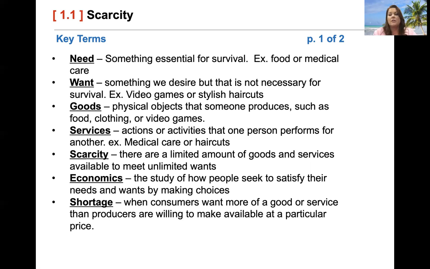But now services are going to be intangible. You cannot touch them. I'm teaching you right now. You can't grab on to that teaching and say, oh, here's the teaching. If you're getting a haircut, the person actually doing the service of cutting the hair, you can't touch that. So that's going to be services.